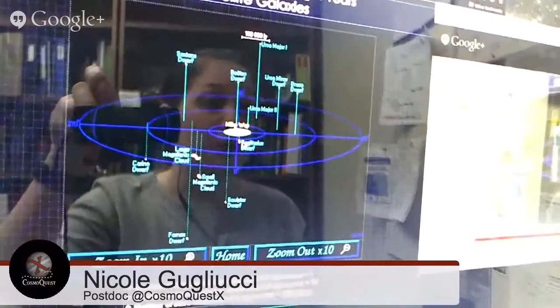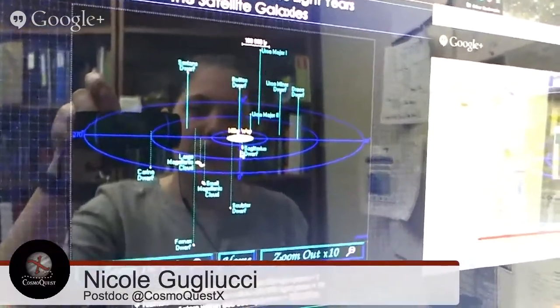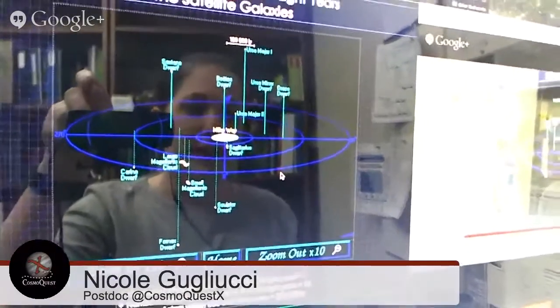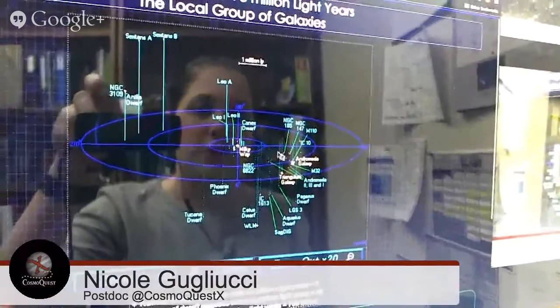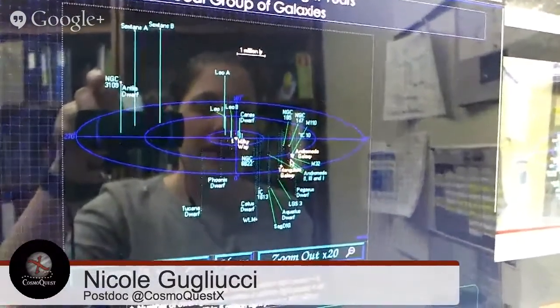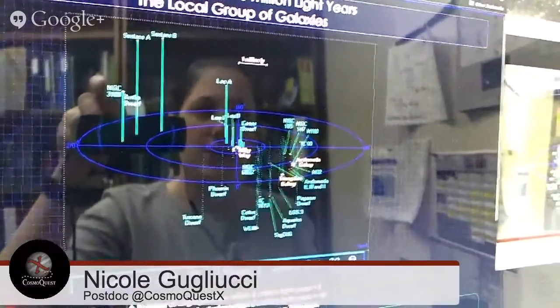Here's the Sagittarius Dwarf, which is being ripped apart. It has these huge tidal tails and streamers around the galaxy. So you can keep zooming out. Zoom out again another 10 times. And here's more of the local group. Here's the Milky Way. Here's Andromeda. Lots more dwarf galaxies. So thank you, Tom, for sharing that as well. This is showing us, starting from the sun, and moving outwards in powers of 10 to see what's around us in the universe.